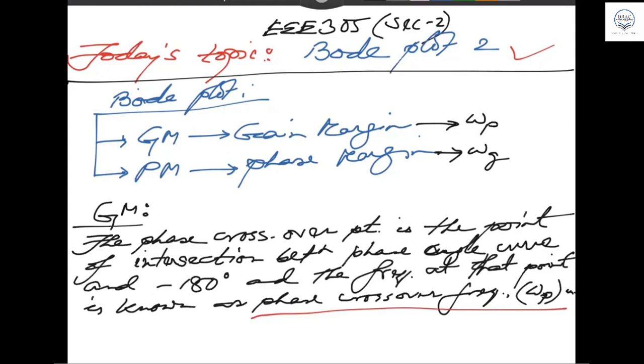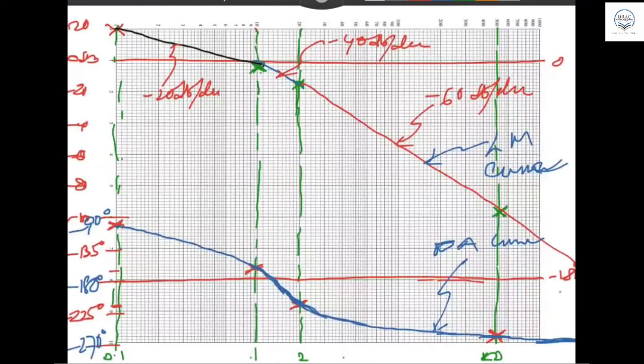Now let's go for finding that point. If you go to the graph paper, look at it first. It is the point of intersection between two things: the phase angle curve and the minus 180 degree line. This one is the 180 degree line. If these two intersect, there will be an intersection point. So if you go there, what is the phase angle curve and the intersection point?